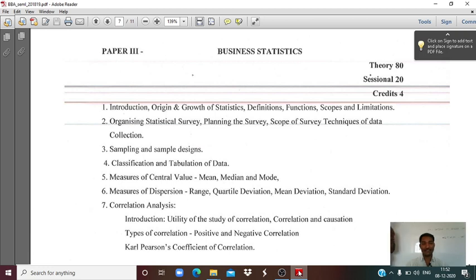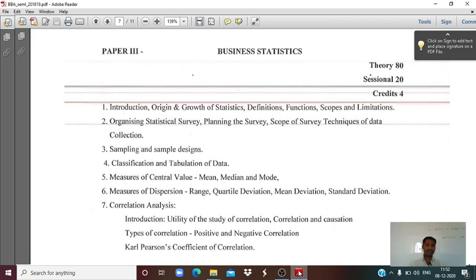This is an introductory lecture for BBA first year, first semester, course affiliated to Dr. Babasaheb Ambedkar Marathwada University, Aurangabad. This is an introductory lecture. I would like to introduce myself. I am Assistant Professor Dhawale Kalyan, Department of Commerce and Management Science, Shiv Chhatrapati College, Aurangabad, and I will teach you business statistics.